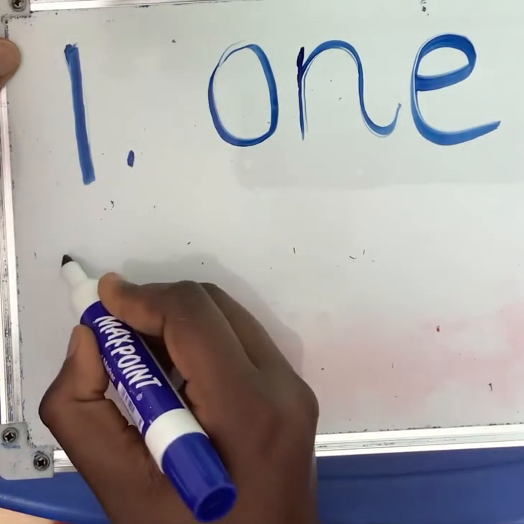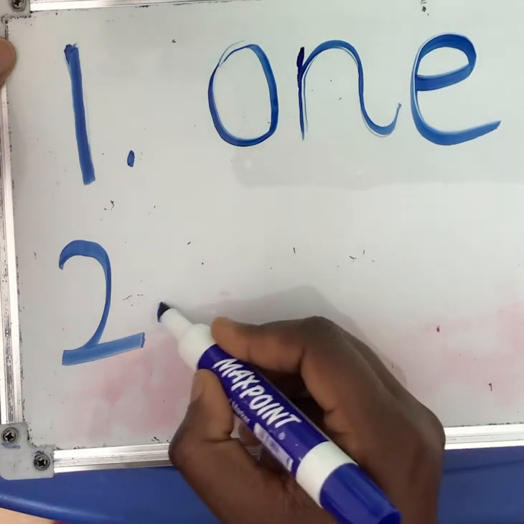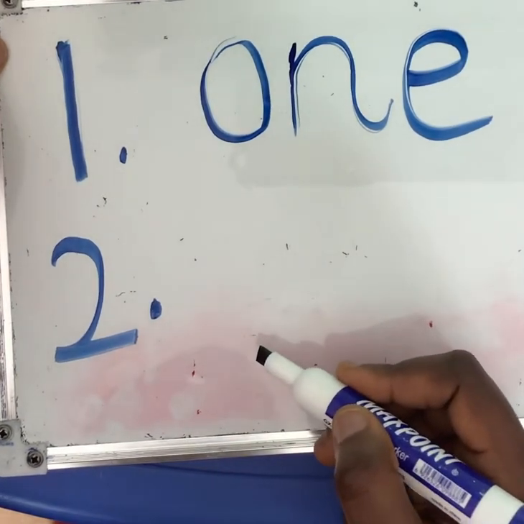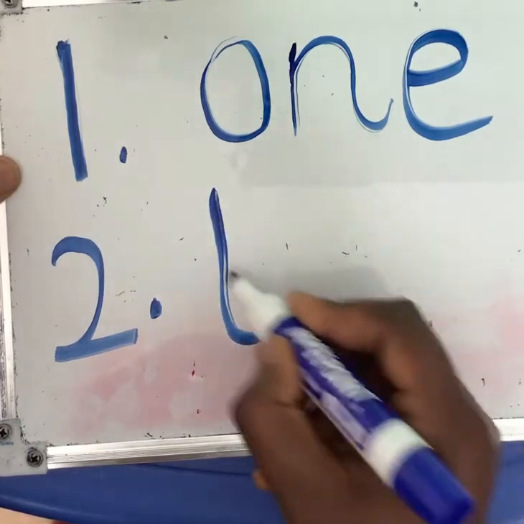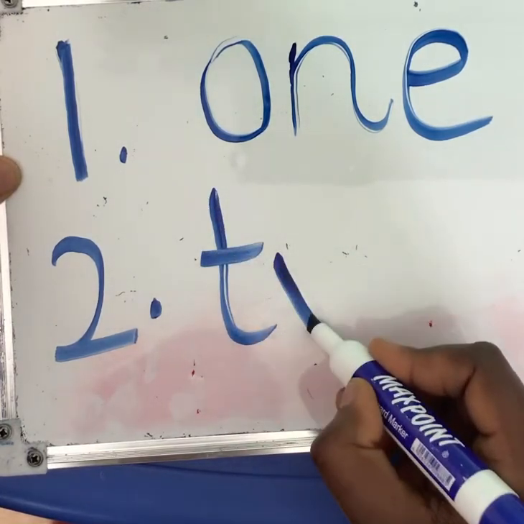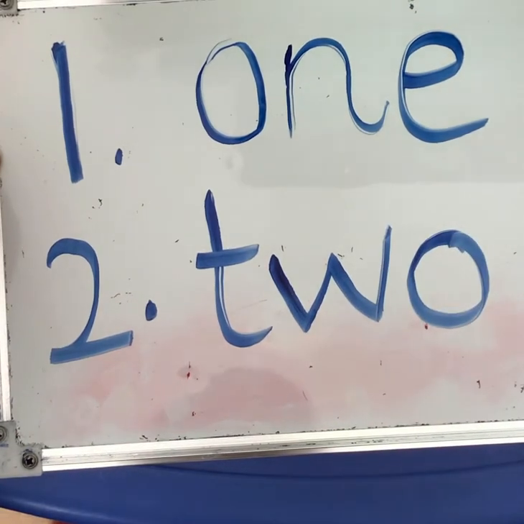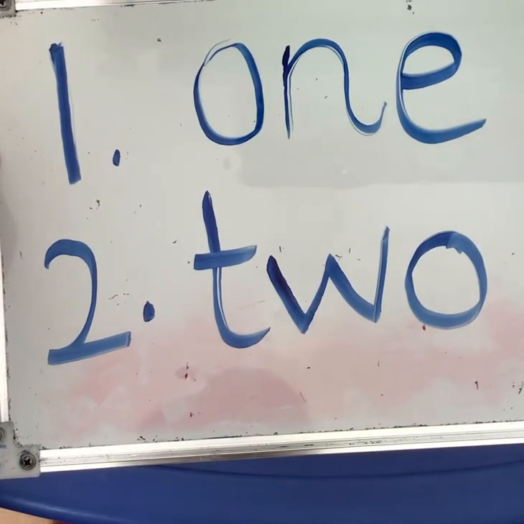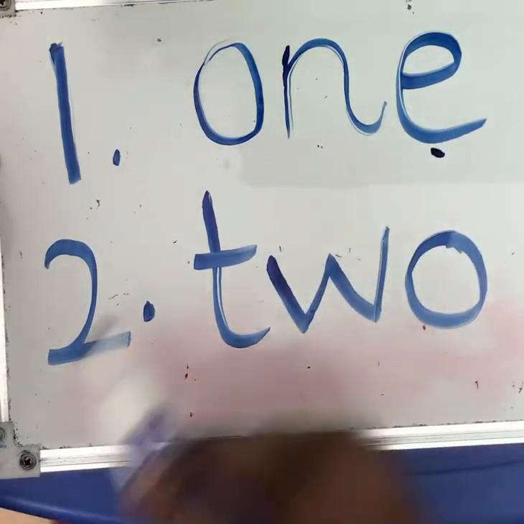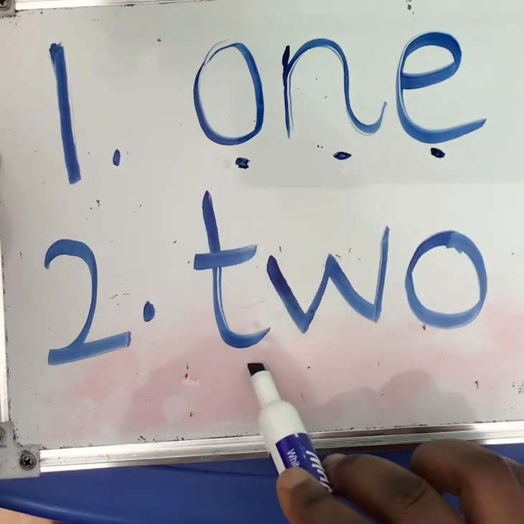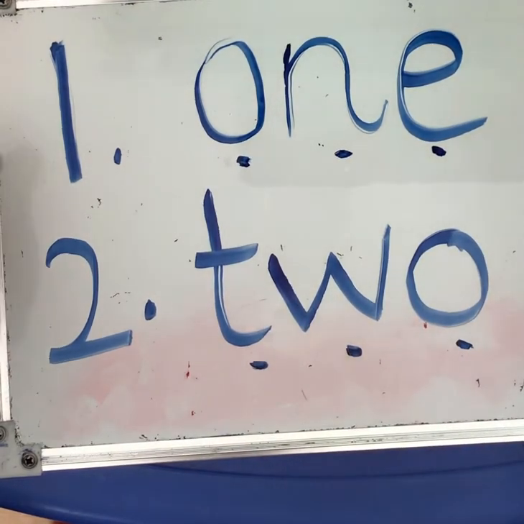Now let's go to the next number, 2. Can you tell me how to write 2, the number name 2? Remember it has 3 letters. T, W, O, 2. Good job. Let's do it one more time. O, N, E, 1. T, W, O, 2. Good job.